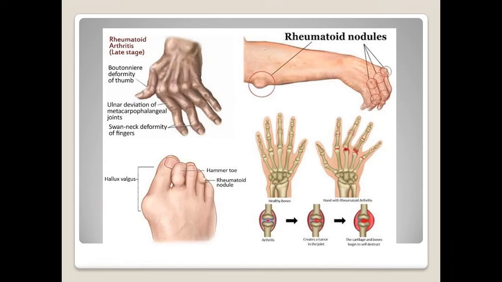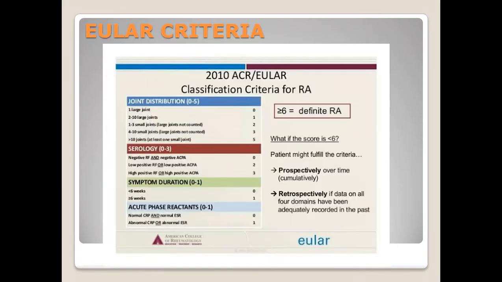And it is most commonly seen in females with symmetrical polyarthritis with deformity. So there is something called EULAR criteria or ACR criteria used for the classification of rheumatoid arthritis. So how do you want to differentiate it? It has joint distribution, serology, symptom duration, and acute phase reactants as four important parameters. And the scoring is done, and a score of 6 or more is required. And when it is 6 or more, it is definitive rheumatoid arthritis.